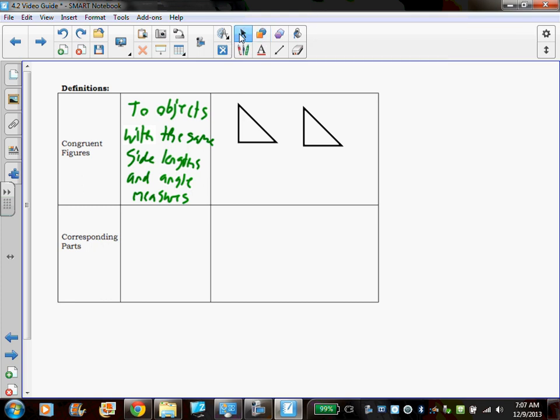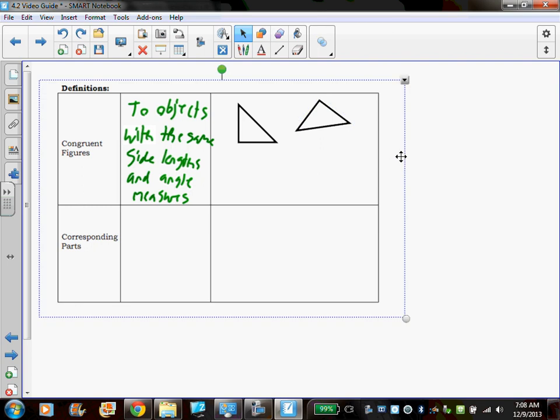Now, one thing I want you to notice is that if I select the figure and I rotate it around, they're still congruent figures because they still have the same side lengths and angle measures. Orientation doesn't matter. All that matters is that the sides are the same and the angles are the same.